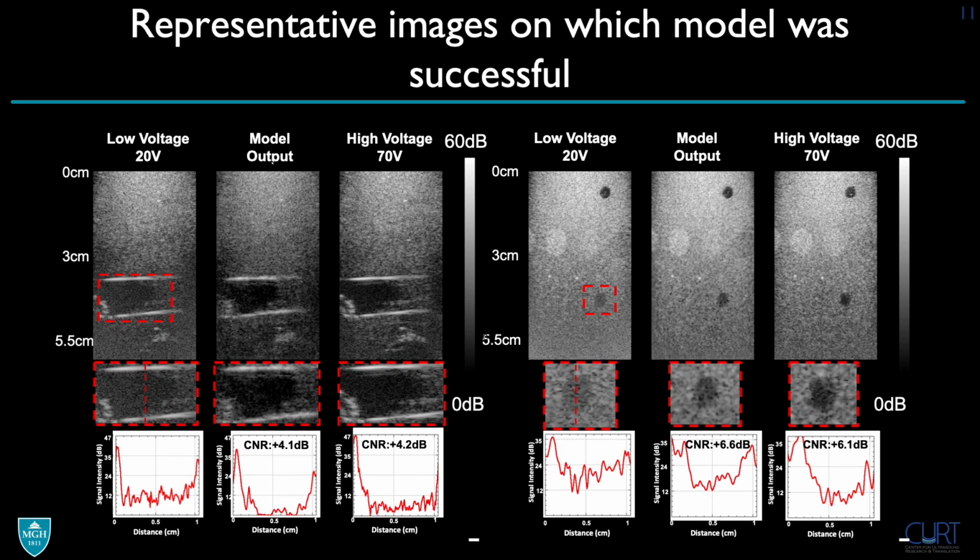This can be seen quantitatively by plotting a line profile through the region of interest, with the model providing a contrast-to-noise ratio improvement of 4.1 dB over the low voltage, which is comparable to the high voltage improvement of 4.2 dB. We see something similar in the image on the right, with the model providing a CNR improvement of 6.6 dB, comparable to the high voltage improvement of 6.1 dB.